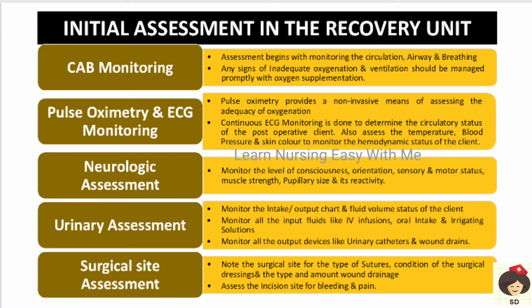And urinary assessment, again you have to see the intake, output, and what the fluid status is, how much the patient has taken and what the output was, if the catheter is there, and drains. All those things you have to identify. And surgical site, you have to assess what type of suture is there, and whether there is any bleeding or any draining hematoma from the wound. All those things have to be assessed. And also you have to see for bleeding and pain from the surgical site.